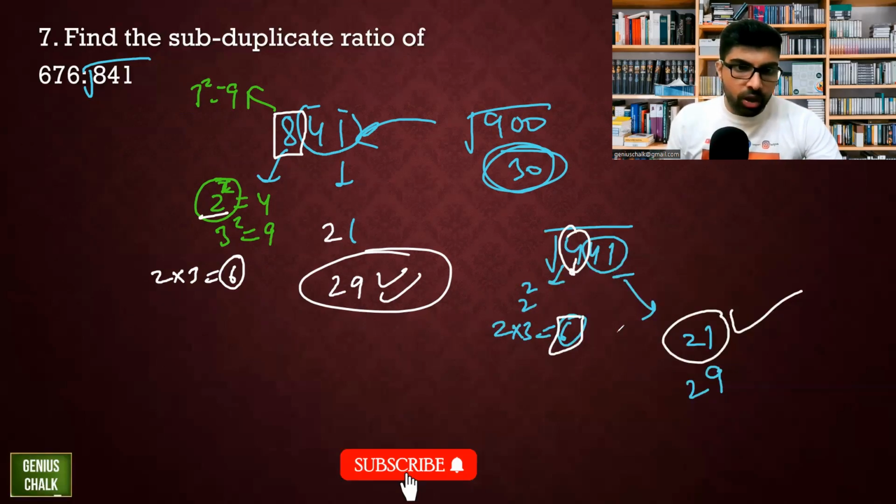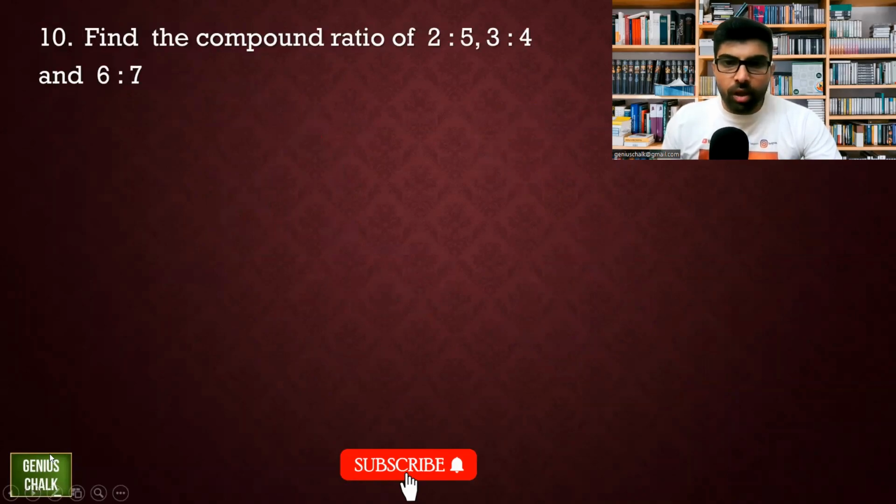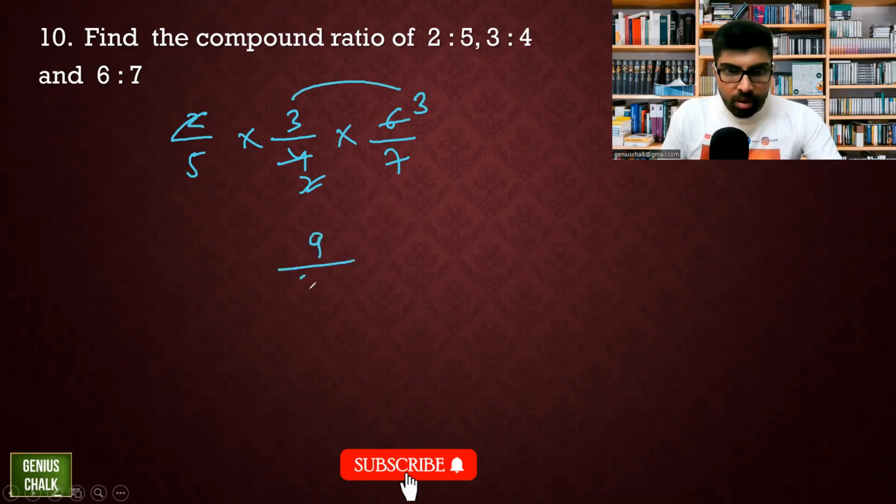These are the tips and tricks for square roots and cube roots. So I hope this is clear. Now next is compound ratio. What is compound or compounded ratio? If I ask you 2 by 5, 3 by 4 and 6 by 7, just multiply them all, and that is called compound ratio. Compound means take them together. So just multiply them all. Whatever cancels, you can cancel, and whatever does not cancel, leave it as it is. This must be 9 by 35.